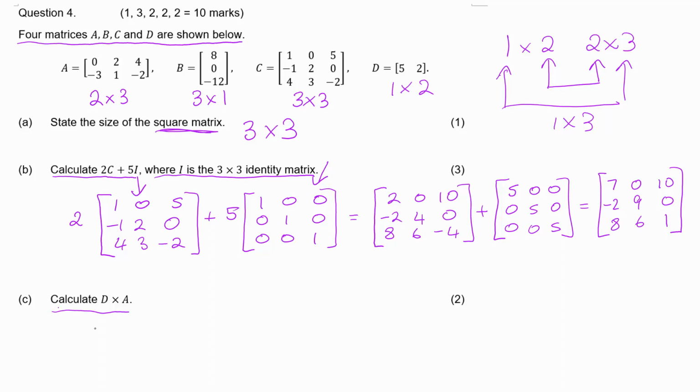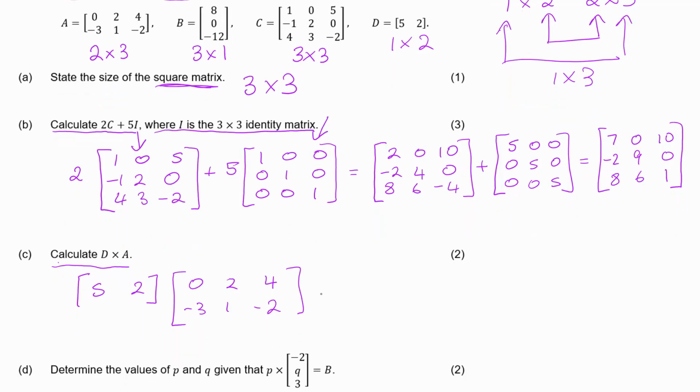So we've got 5, 2. So I should use square brackets. And then we've got A, which is 0, 2, 4, negative 3, 1, negative 2. And we discussed that that would give us a 1 by 3, just a single row with 3 columns in it.